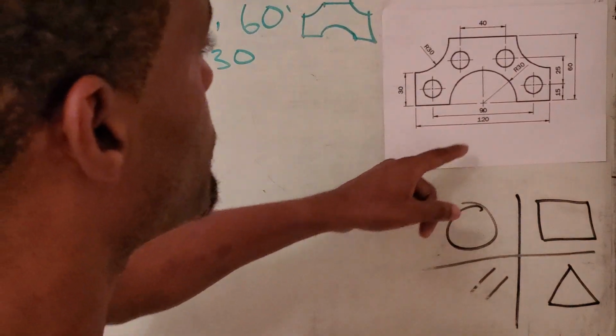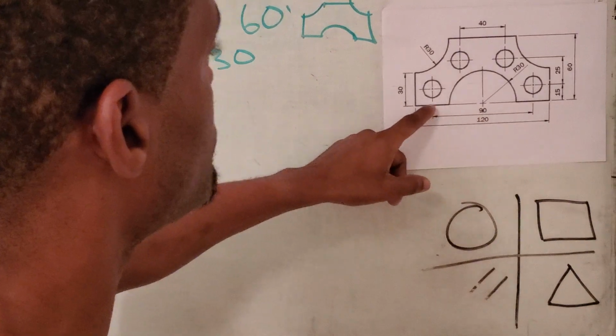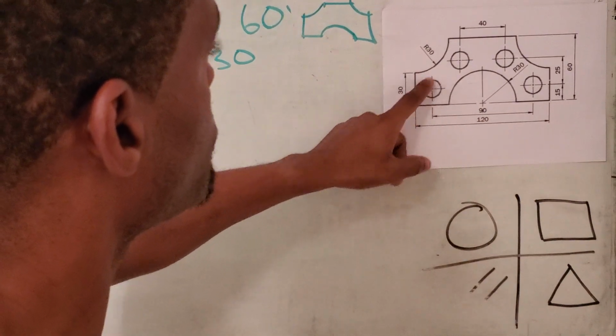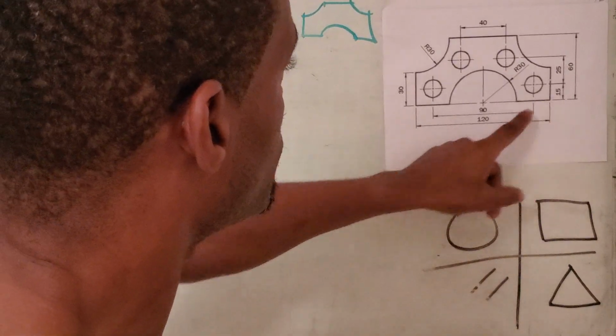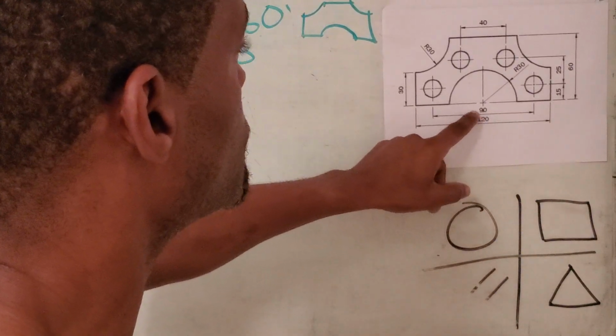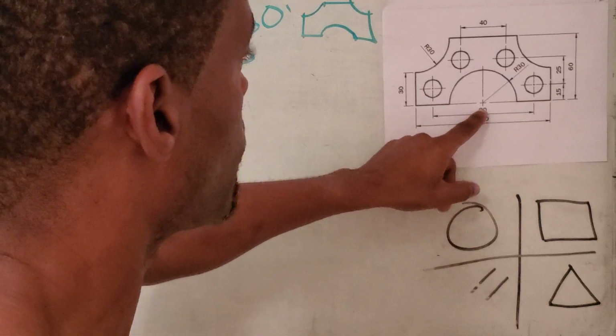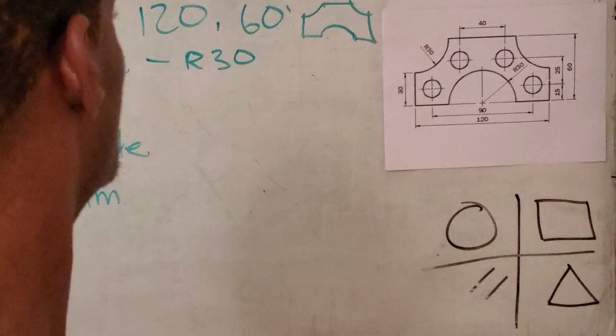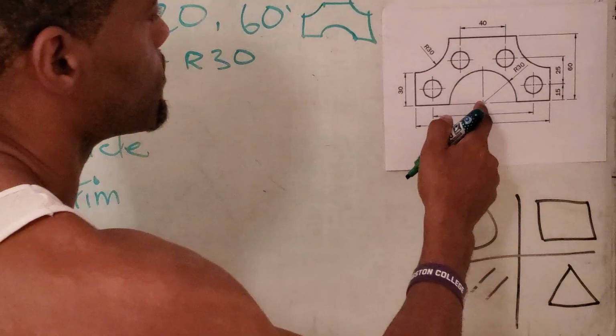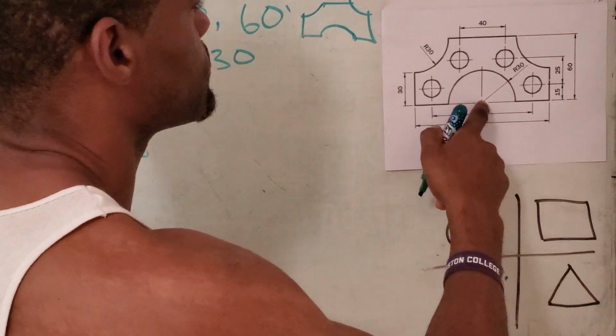Our next step is to establish the center for this point here. My next step would be to draw a circle here, a circle from this point here.